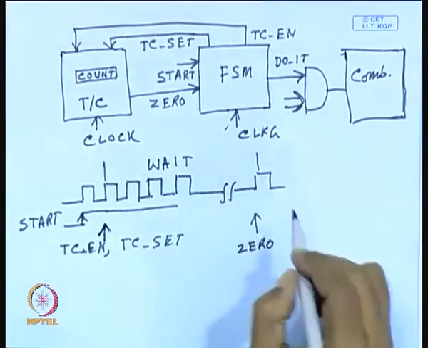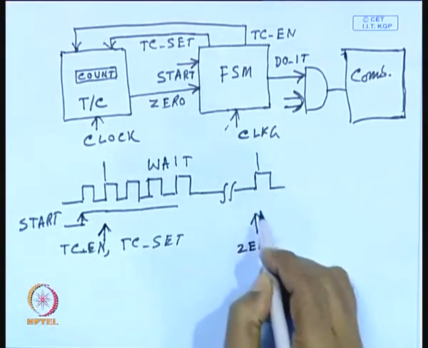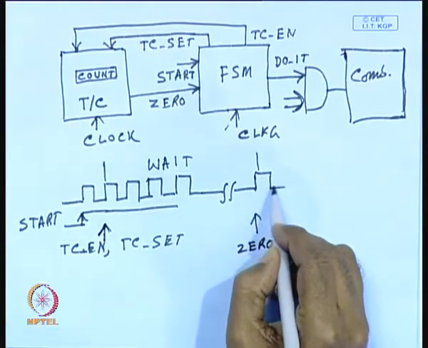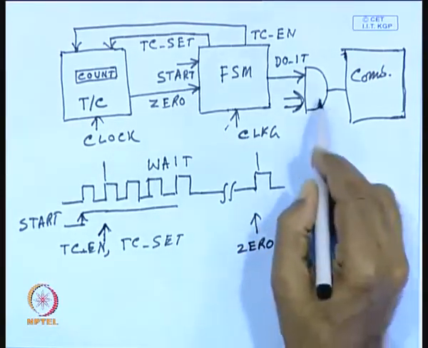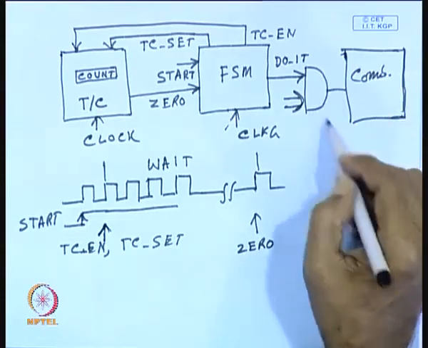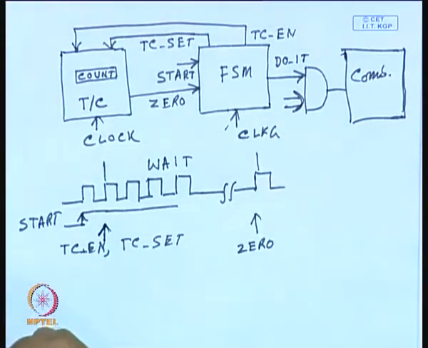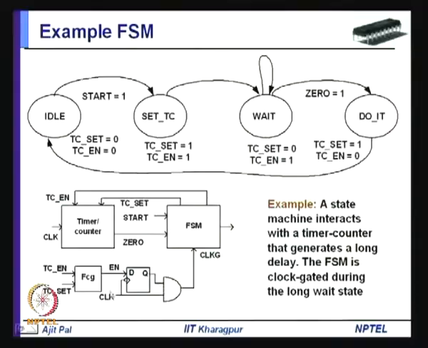In this do it state, this is generated, and only when this 0 signal is received, the output signal is generated that goes to the combinational circuit. So, power is saved here, power is saved in the FSM as well. This is being illustrated here.